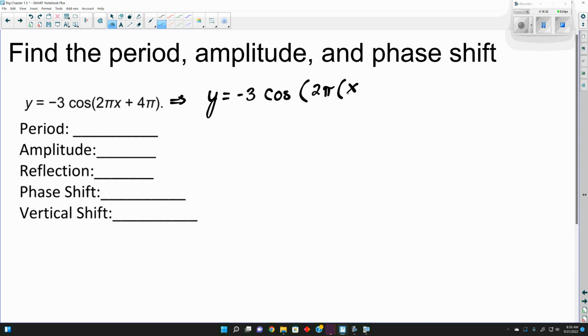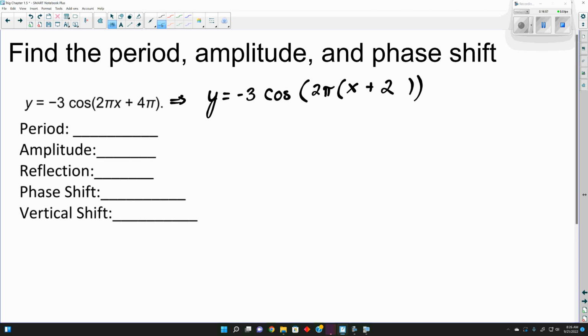Now for the 4 pi, we're dividing it by 2 pi. Well, the pi and pi will cancel, and 4 over 2 is 2. Any questions on this here so far? So this makes it a little bit easier to go through these.